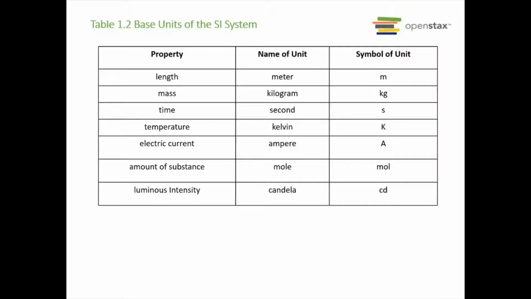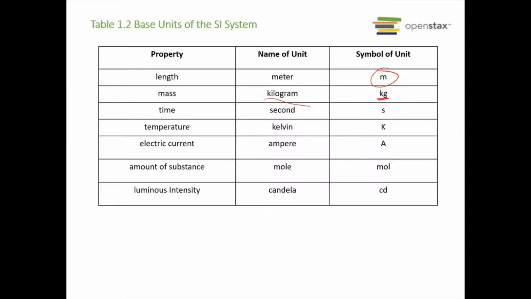So the base units of the SI system: the SI unit of length is called the meter, and it has a symbol of an M. Mass is the kilogram, and it has a symbol of kg. Kilo meaning 1,000, and gram being the base unit, if you will. And grams is with a G, but the SI unit is kilogram. Time, the SI unit is seconds, which is abbreviated with an S.